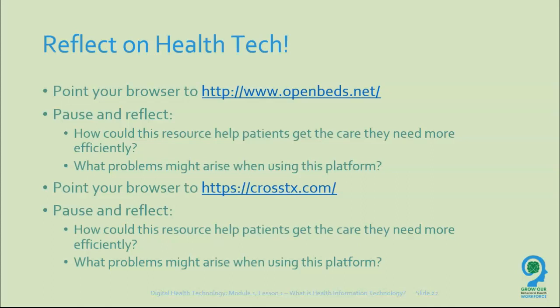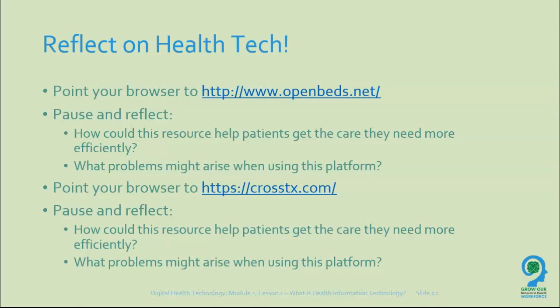So let's pause for a moment to reflect on health tech. First, point your browser to http://www.openbeds.net. You can pause the video while you get there. Take a moment to cruise around the site and look at the services that this site provides. How could this resource help patients get the care they need more efficiently? What problems might arise when using this platform?